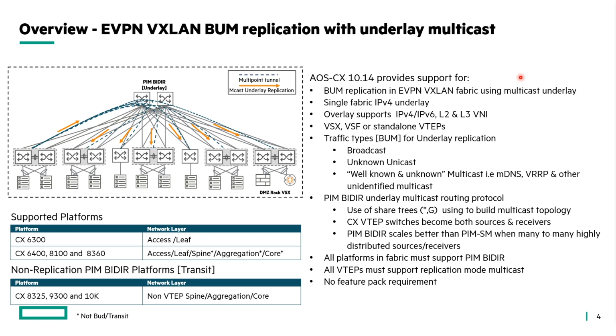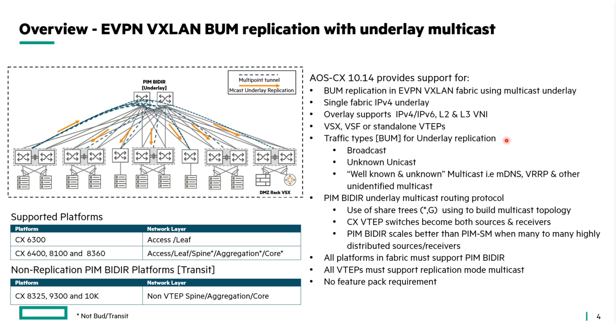AOS-CX 10.14 provides support for BUM replication in EVPN-VXLAN fabrics using a multicast underlay. This should be a single fabric with IPv4 in the underlay. The overlay supports IPv4, IPv6, L2 and L3 VNIs, and the BUM traffic of course will be confined to the L2 VNI. We support both VSX, VSF or standalone VTEPs in this architecture.